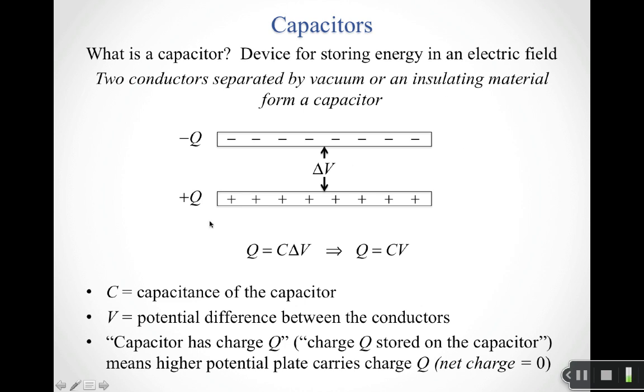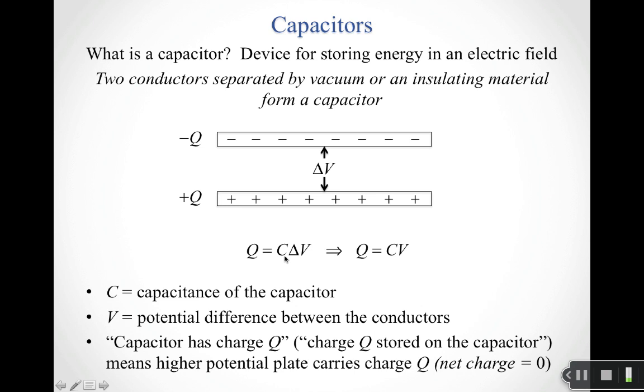So basically what we're going to do is deal with situations where we take some charge, put a positive amount of charge on one conducting plate, and put a negative amount of the same charge on a second conducting plate. Separating those two by a certain distance will ensure that there's a potential difference between those plates. And with a capacitor, how the amount of charge on the capacitor relates to the potential difference is defined by this equation.